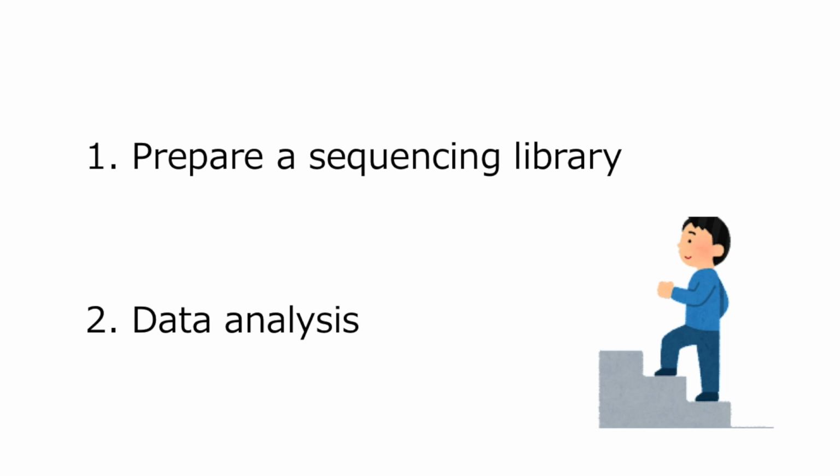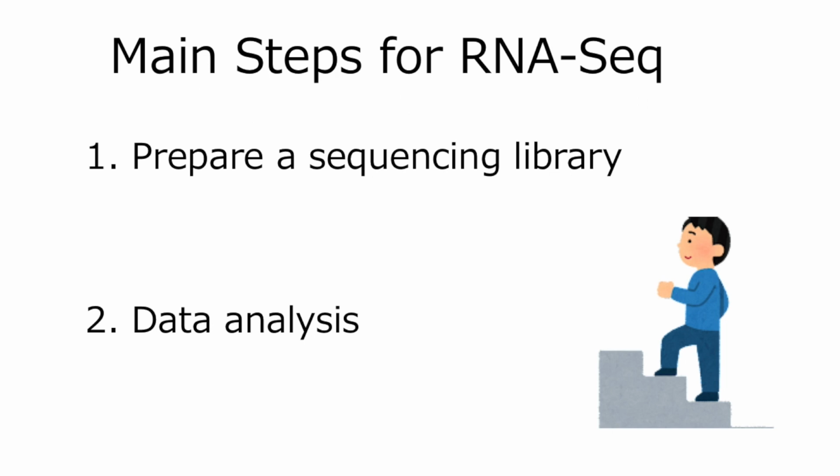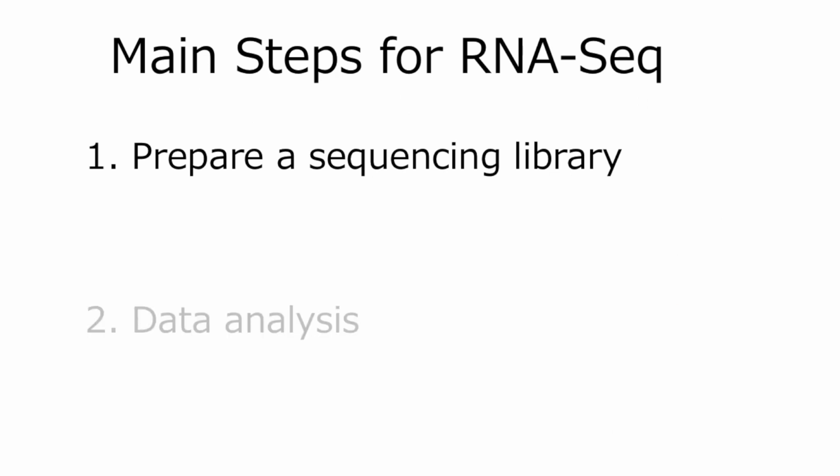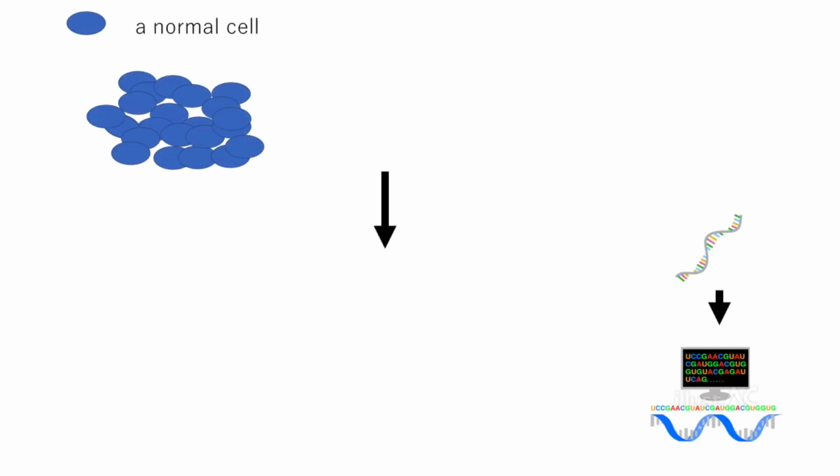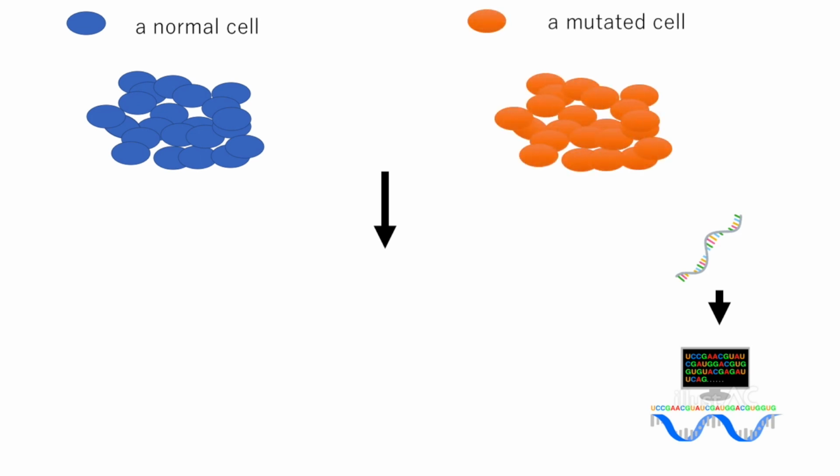Next, we will explain the flow of RNA-Seq. This analysis is roughly divided into two steps. The first step is to prepare the sequencing library. The RNA is extracted from the two samples to be compared and subjected to sequencing.